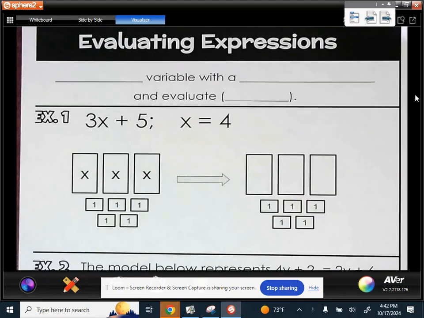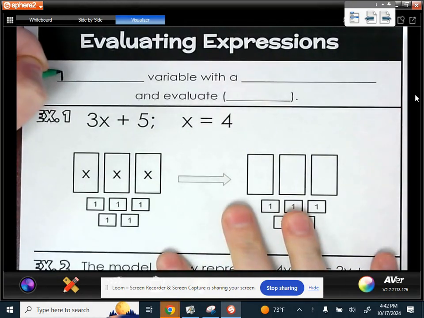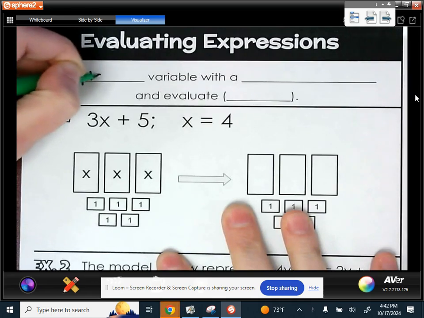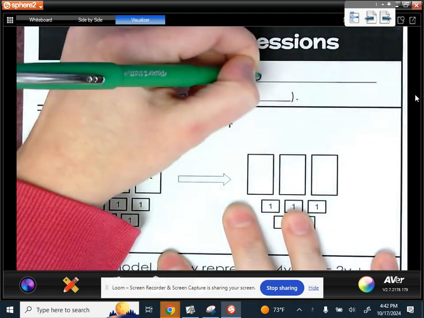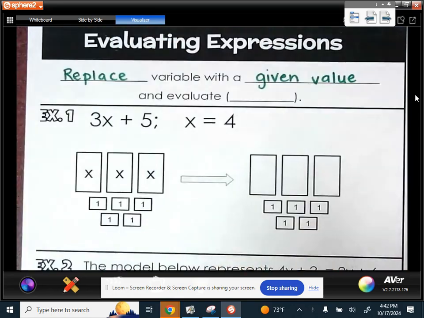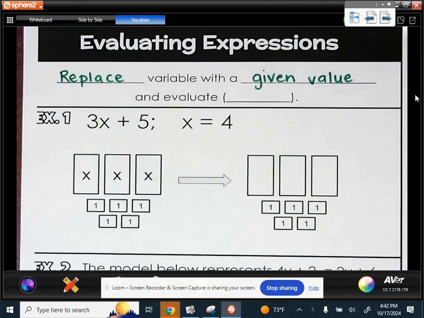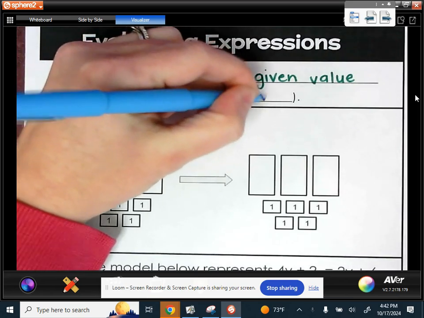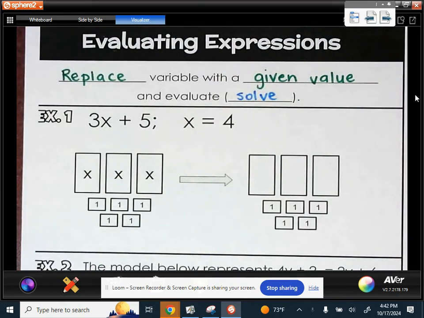Okay, so we talked in a previous lesson about evaluating, and that just means solving, and we're evaluating expressions here. So we're going to replace our variable with a given value. Value just means number. Given means they're giving it to you in the problem. So they're going to tell you some number that the variable equals. And so you replace the variable with that, and then you evaluate. And we've also talked about that evaluate is just a fancy word for solve. So put that value in and solve it.